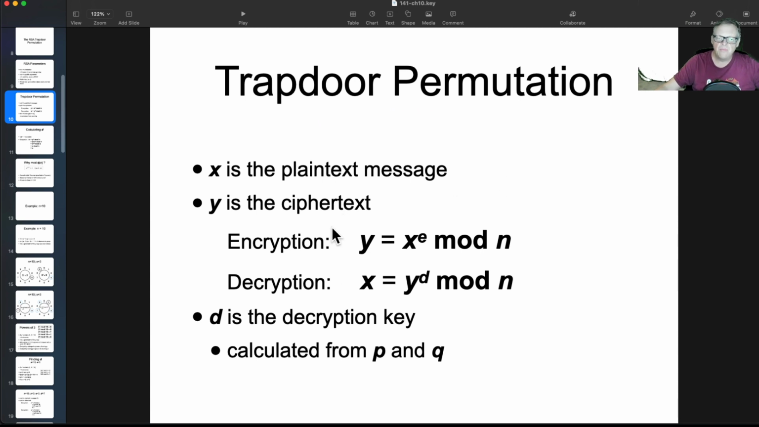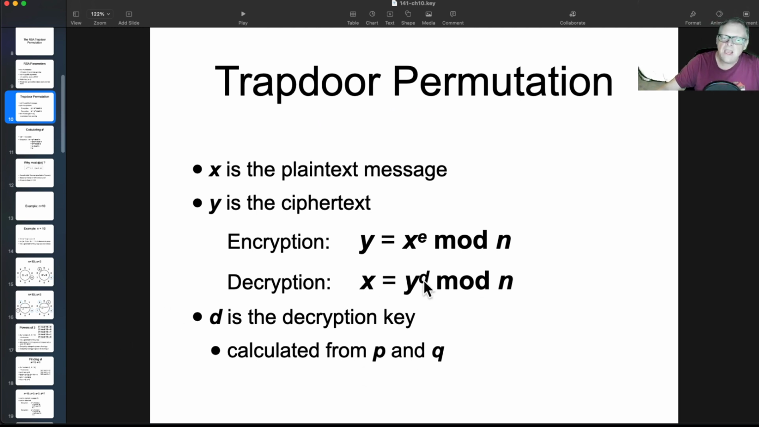So here's the trapdoor permutation. You take the plaintext message, raise it to the E mod N, and that is the ciphertext Y, which you can now transmit over an unsafe medium, because nobody can open it unless they have the decryption key D. They decrypt it with the same process. They take the ciphertext to the D mod N, and that gets you back to the original plaintext.